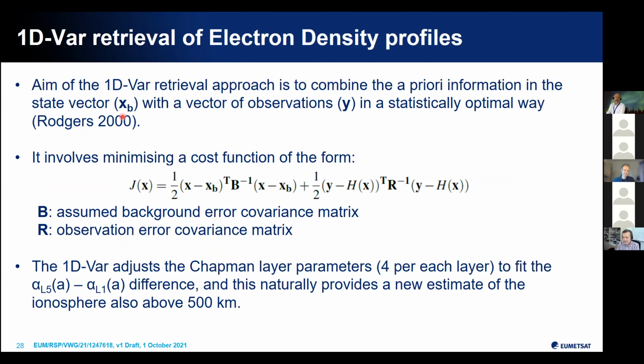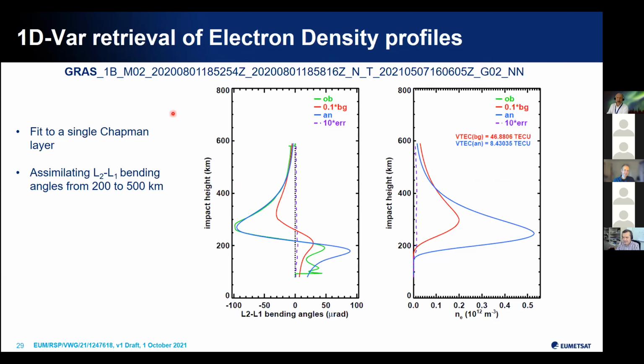The main aim of the retrieval approach is to minimize, as Sean has already shown for the neutral part, this cost function in a statistically optimal way, in order to combine the a priori information included in the state vector, here the Chapman layer parameters, to fit the observations, which in our case is the difference between the bending angles. The 1D-Var adjusts these Chapman layer parameters to do the fitting after a few iterations. Here is a nice example that Sean and Ian showed us regarding one GRAS occultation observed during this experiment.